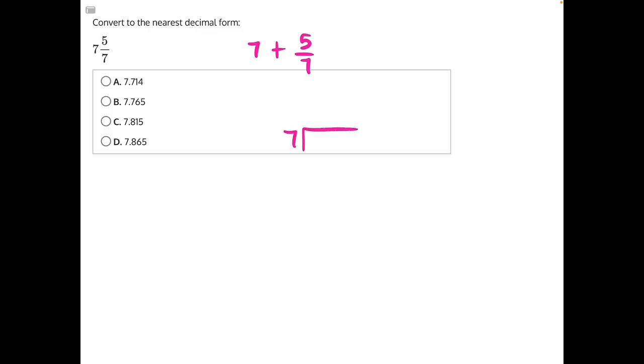How many times can 7 go into 5? Well, 7 can't go into 5, so we need to add a decimal and add a 0. And now we're saying how many times can 7 go into 50? That would be 7 times. 7 times 7 would give us 49, and then we subtract and get 1.